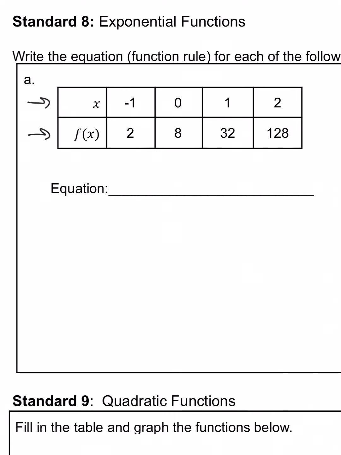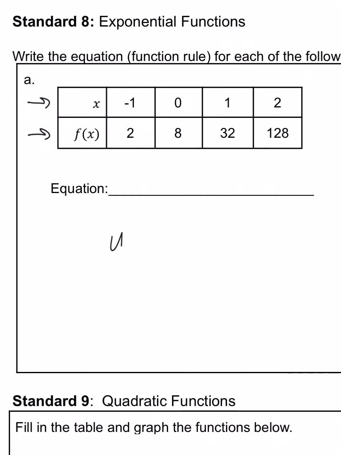Now, when x is equal to -1, our respective y value is 2. When our x value is 0, the y value is 8. When x is 1, y is 32. When x is 2, y is 128. As you notice, the y values get really, really big. We want to identify the equation for this exponential function.